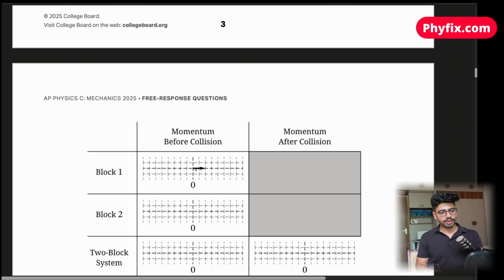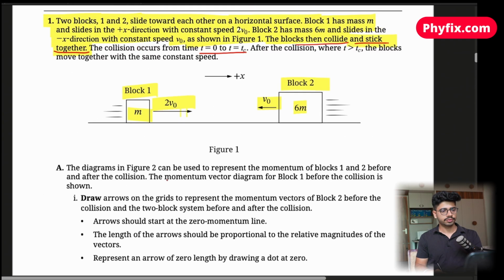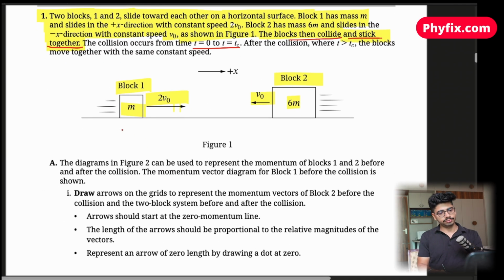They have already given the momentum arrow for the first block. So let's see how much momentum the first block has. The momentum of the first block initially: momentum is mass times velocity, mass times 2v naught.